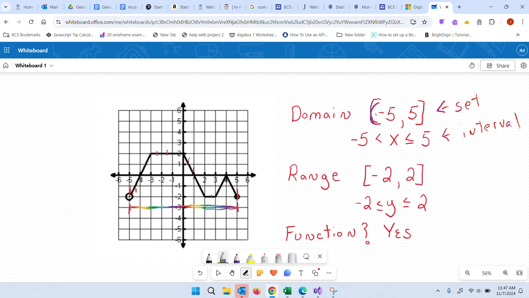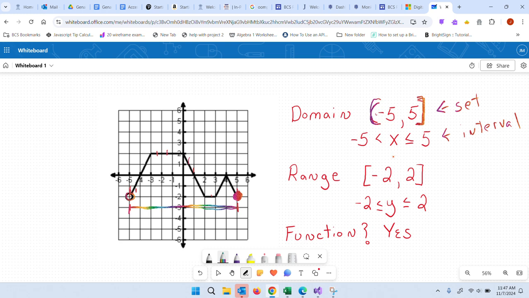When you see a closed square box, however you want to see it, that means it's inclusive. See how this point is a solid point? This one's inclusive. This one's not. All right?